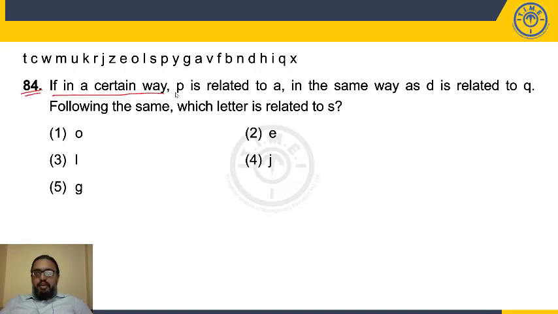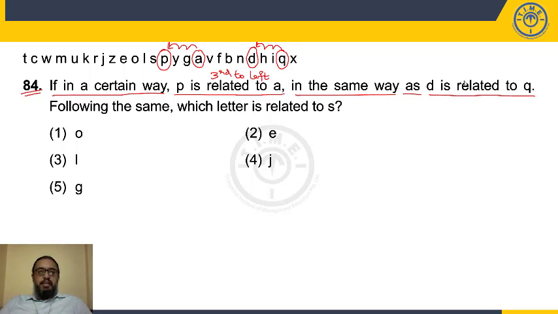If in a certain way P is related to A. So let us see how is P related to A. P is third to the left of A. That is the relation. In the same way as D is related to Q. Now see D. How is it related to Q? Again first, second, third. So third to the left is the same relation.